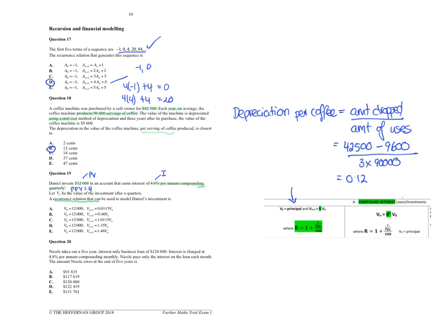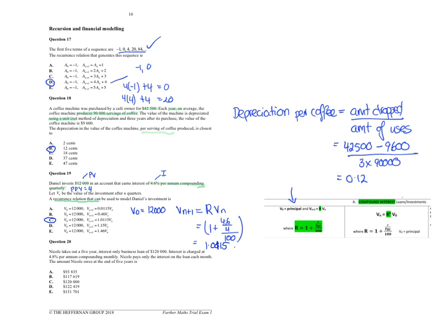So what we're going to do is state the V0 for the recurrence relation, so it's 12,000. Then we're going to write the rule, which we know is R times Vn. So we need to work out R, which is 1 plus the rate, which is 4.6, over the PPY, which is 4, over 100. So we end up with 1.115. So then you see that the answer is D. Oh, sorry, C. Beg your pardon.